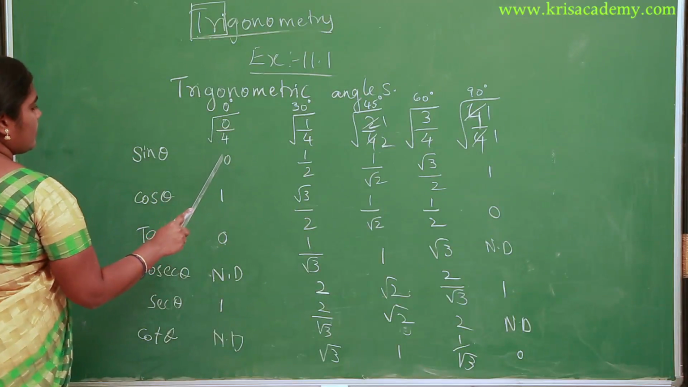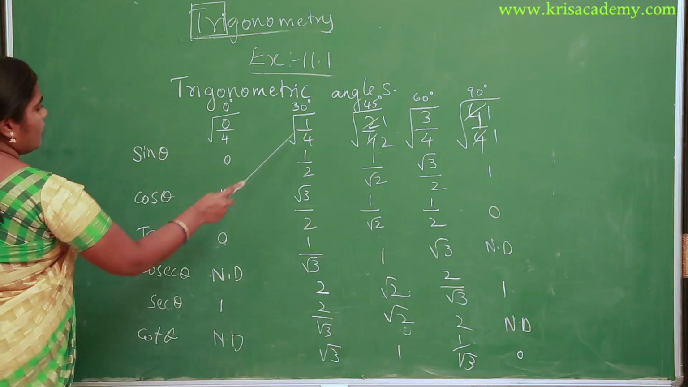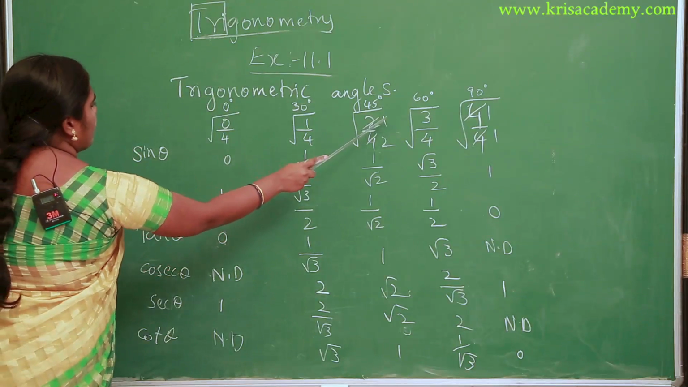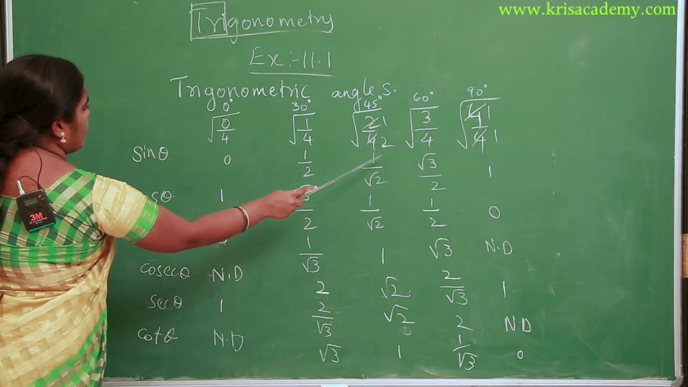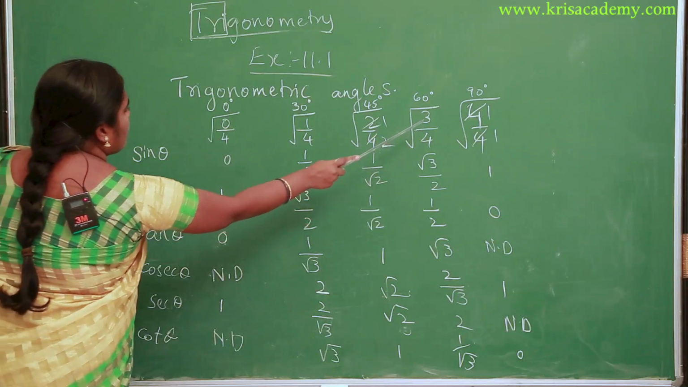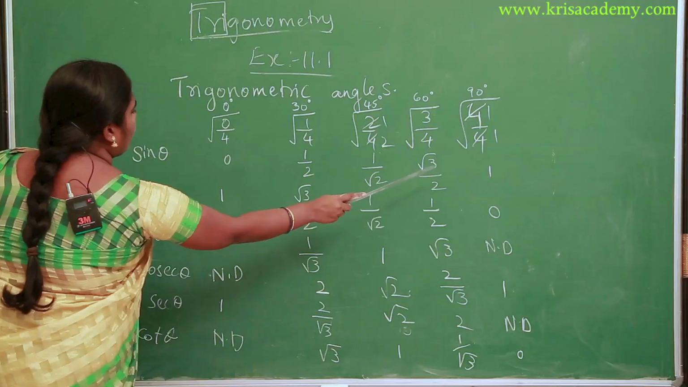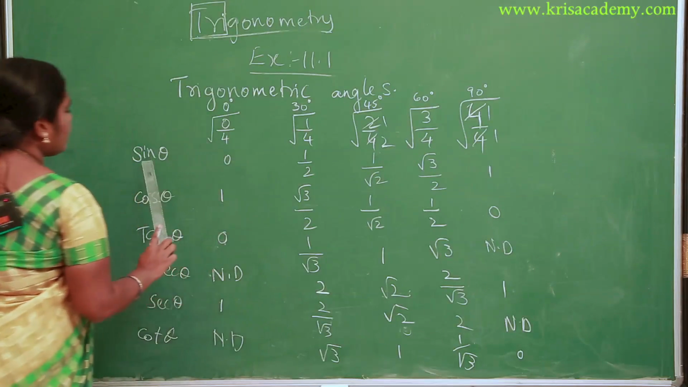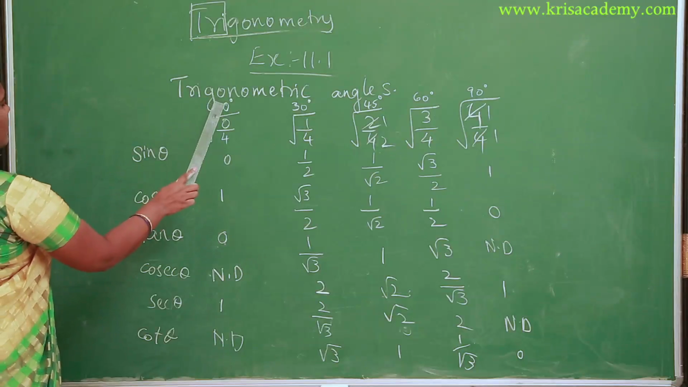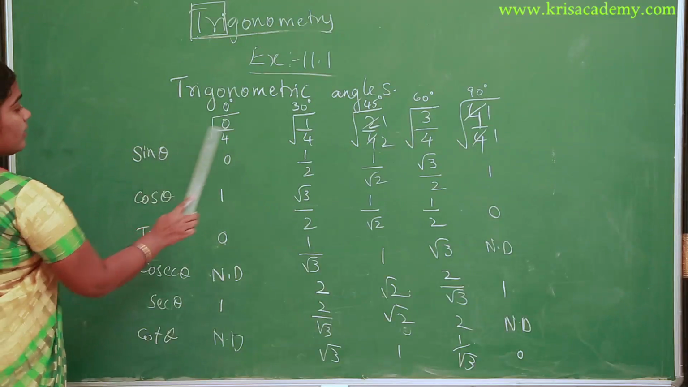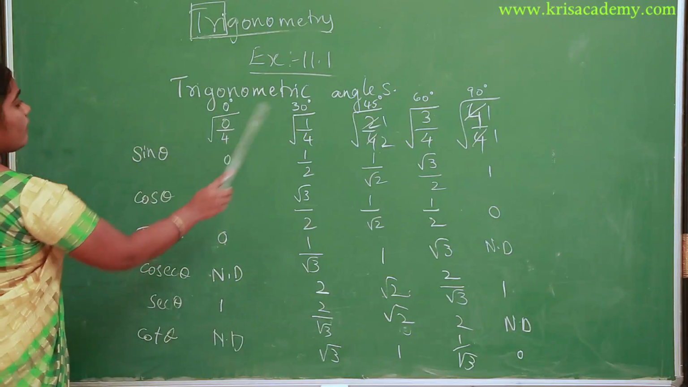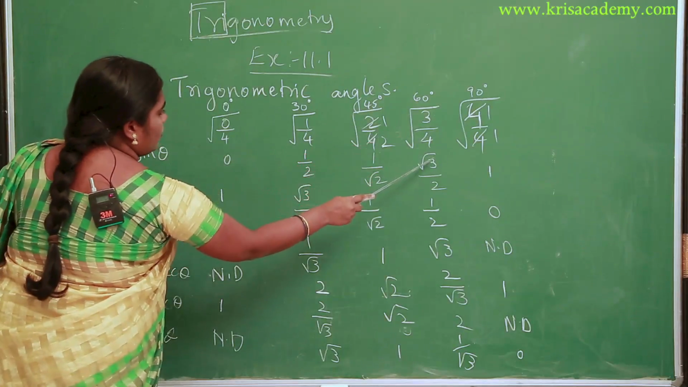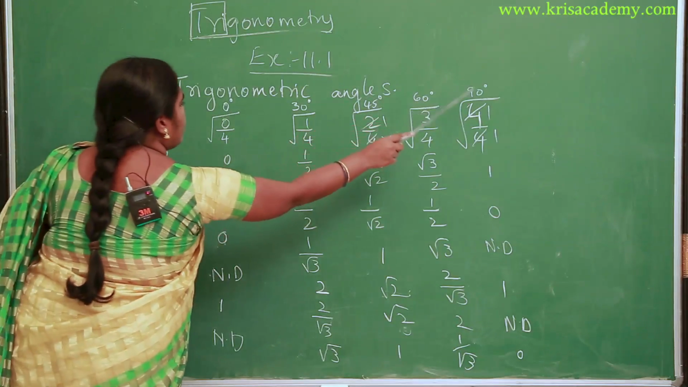0 by something is 0, square root of 0 is 0. Square root of 1 is 1, square root of 4 is 2. Cancel, 2 1s are 2, 2 2s are 4. Square root of 1 is 1, root 2 is root 2. So root 3 is root 3, root 4 is 2, 4 1s are 4, so square root of 1 is 1. So this is your sine angle. Sine 0 degrees is 0. Sine 30 degrees is 1 by 2. Sine 45 degrees is 1 by root 2. Sine 60 degrees is root 3 by 2. Sine 90 degrees is 1.